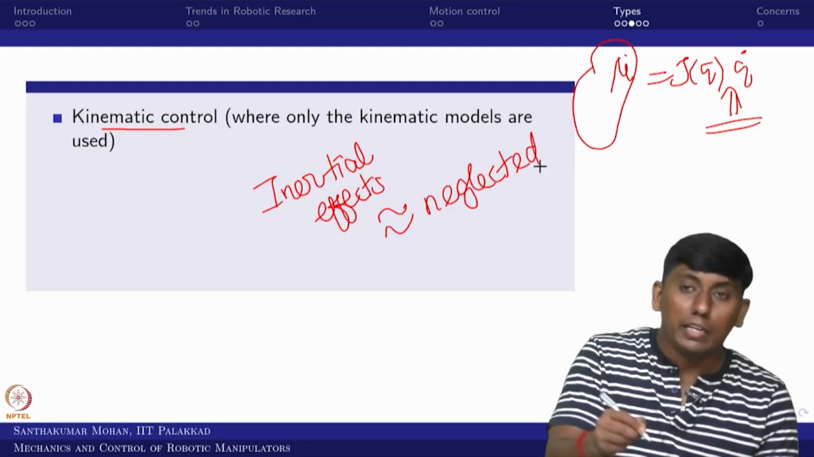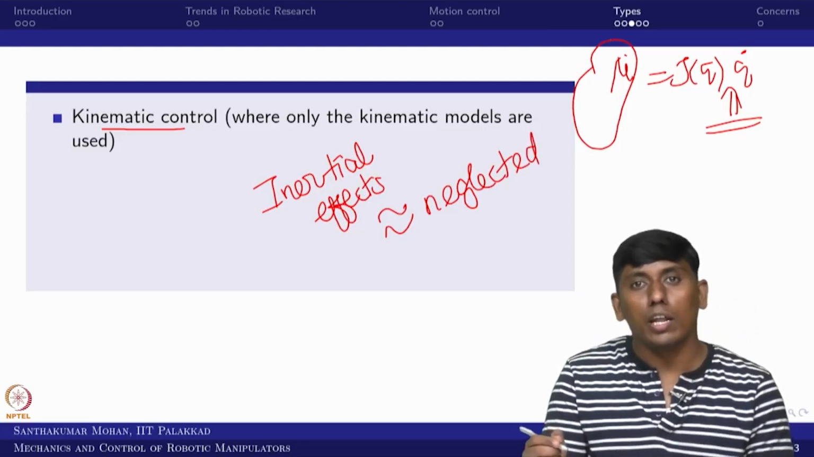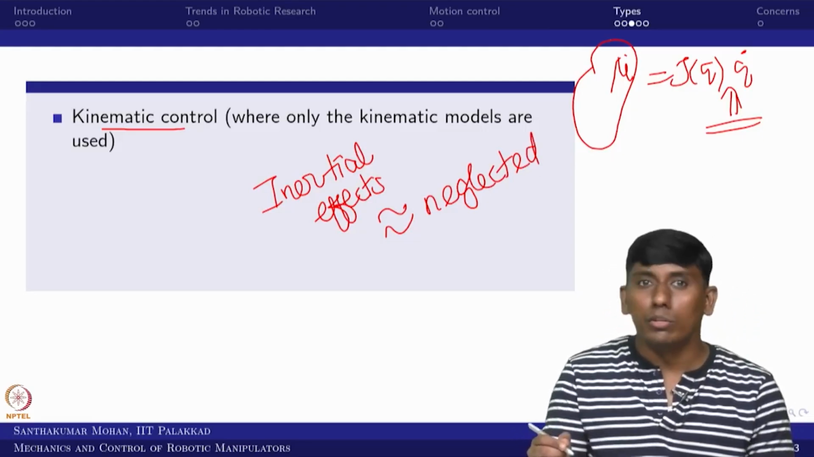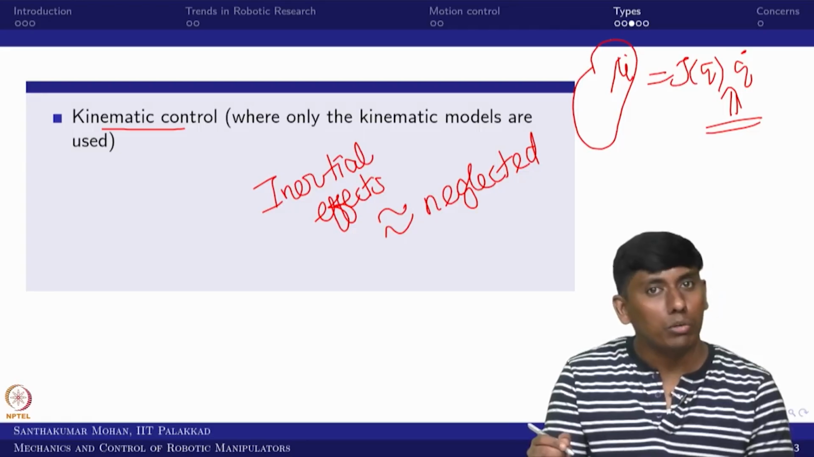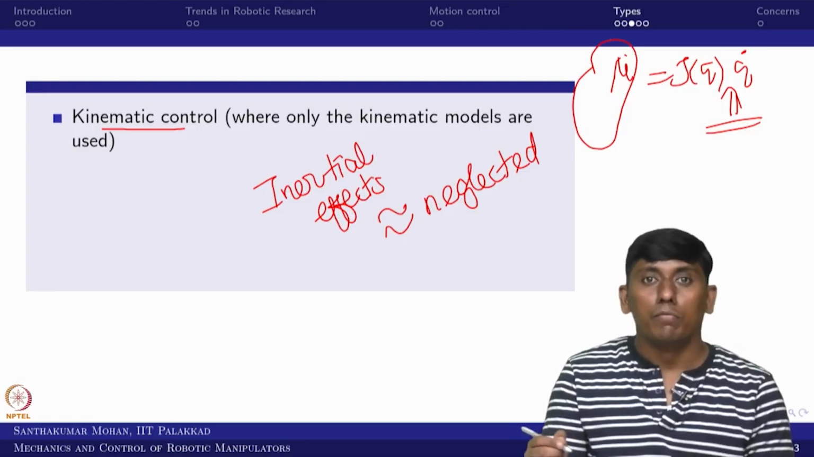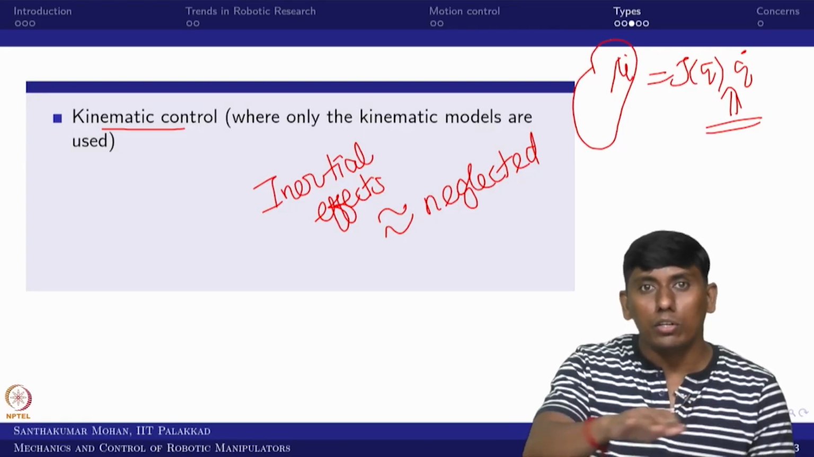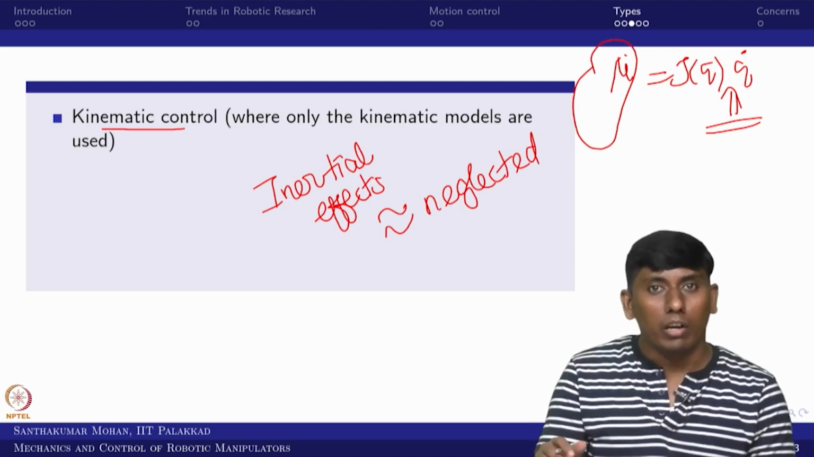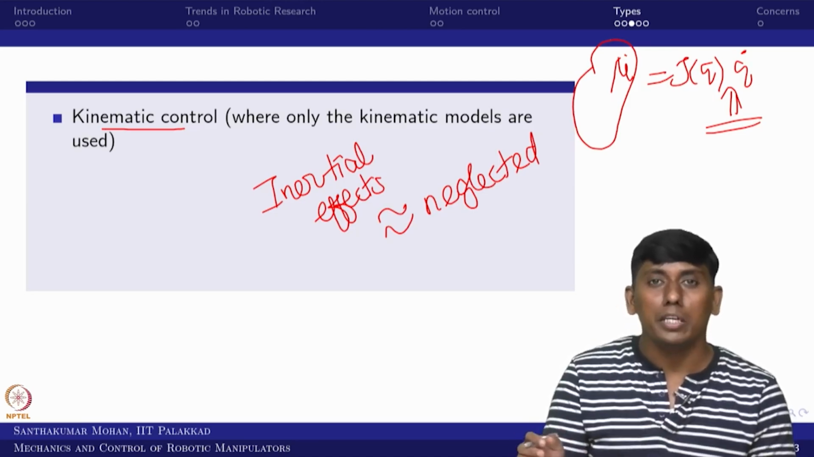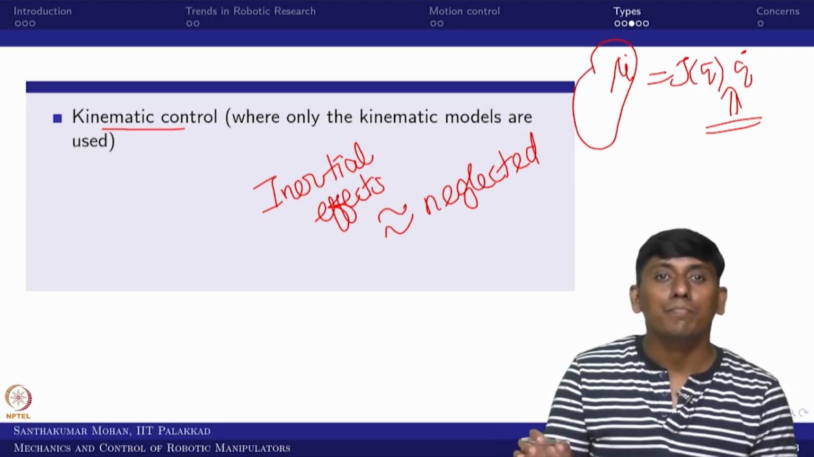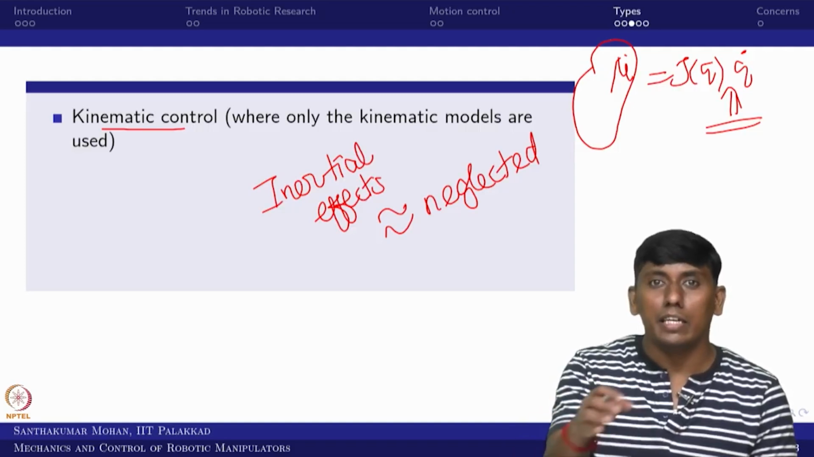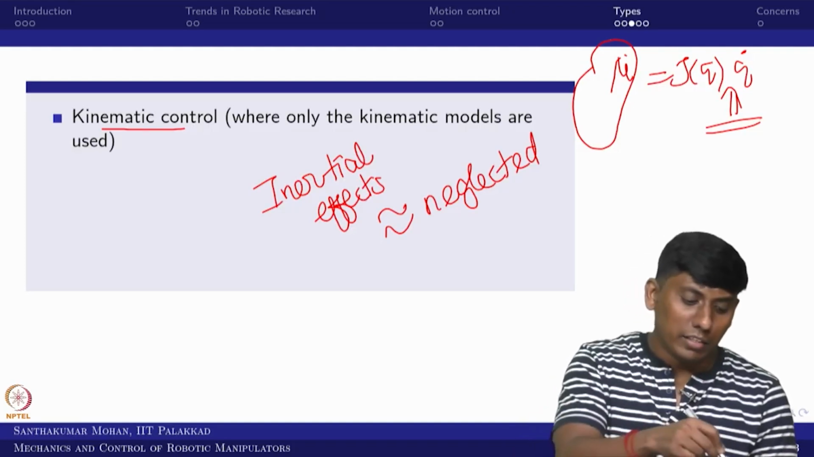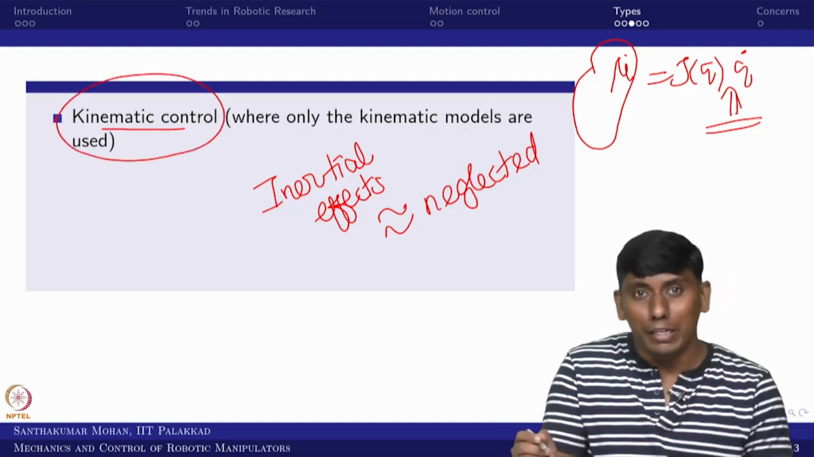So here we are neglecting. If the effort is actually a non-negligible amount, then the kinematic control may not work well. For example, you have a planar horizontal robot that is slow moving, probably maximum 1 meter per second end effector velocity, then this kinematic level control will work very well.